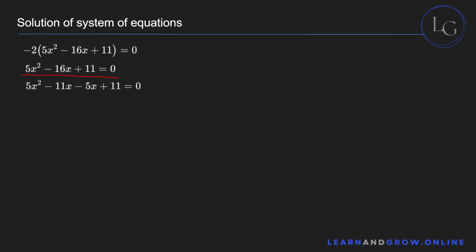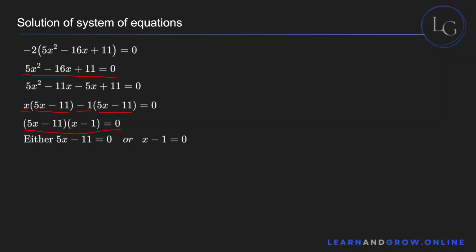Now, you'll factorize this equation. And upon factorization, you'll get this equation. Obviously, over here, this 5x minus 11 and this 5x minus 11 will become one factor, and x minus 1 will become the other factor. Now, either 5x minus 11 is equal to 0 or x minus 1 is equal to 0, or both of them are 0. Basically, you'll equate both of these factors to 0, and now you'll find two values for x, 11 over 5 and 1.